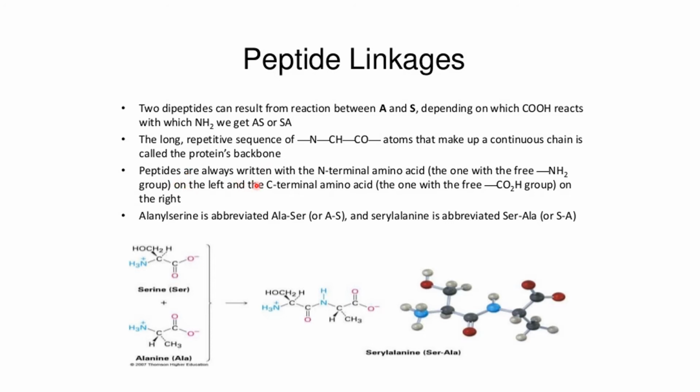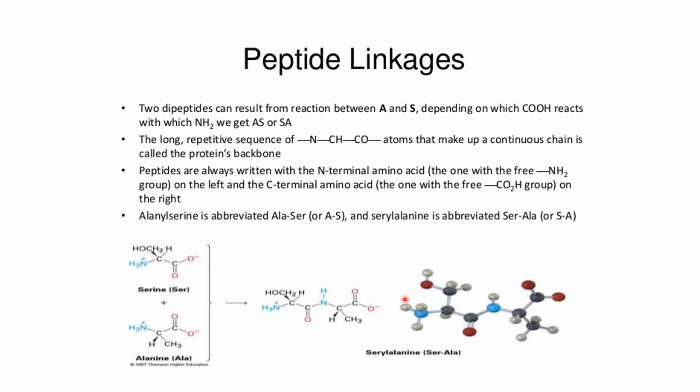Peptides are always written with the N-terminal amino acid, the one with the free NH2 group, on the left, and the C-terminal amino acid, the one with the free CO2H group, on the right. That means on the left hand side you have the N-terminal, and on the right hand side you have the C-terminal. So a particular polypeptide chain has two terminals. One is the N-terminal, the other is the C-terminal. The N-terminal is because of the free NH2 group, and the C-terminal is because of the free CO2H group.